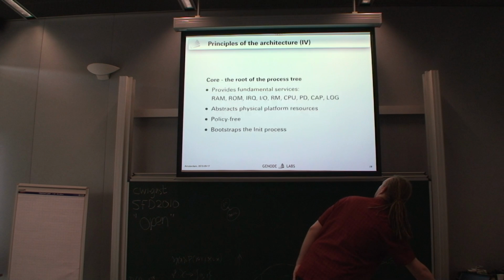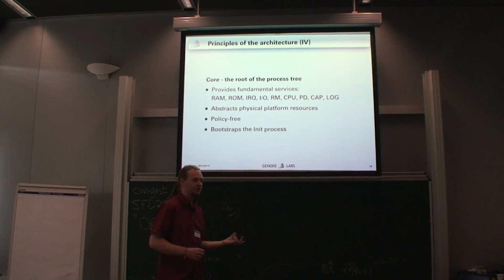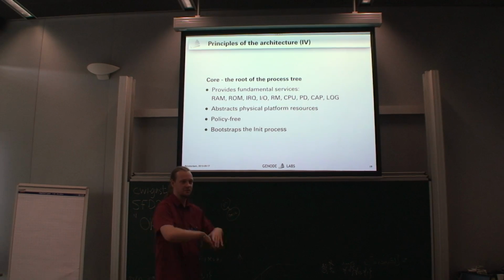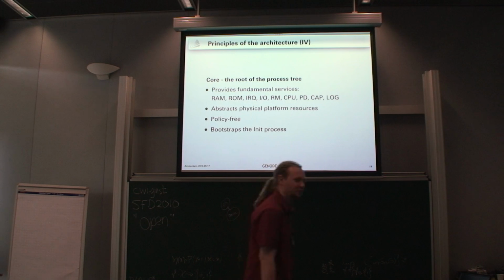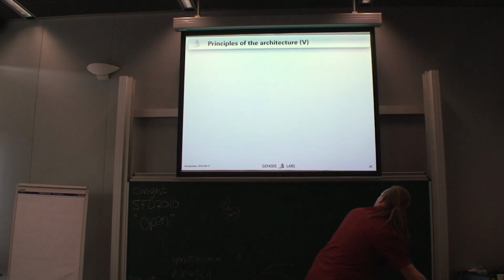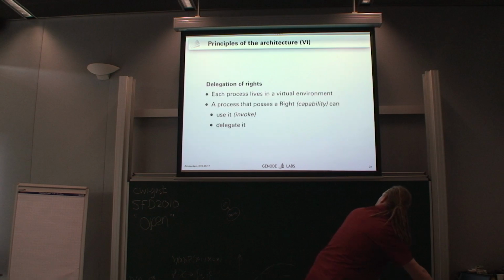So the root of the process tree, that's a very important design decision, what to put in there, because if you put too much stuff in there, it becomes a monolithic kernel. But we managed to get the number of functionalities pretty low. I won't go into details right now. I will just go over to the demonstration, I think. The trading of physical resources I already explained.